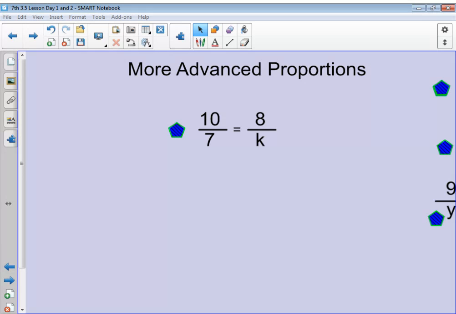Okay, so here's one where it's a little more advanced. So I'm going to go ahead and have you work through this one. You can either use your cross multiply divide, which is probably going to be easier here just because there's not an easy number. It's a decimal number that they're working with between 10 and 8. So go ahead and work through this one and then check your answer in just a minute.